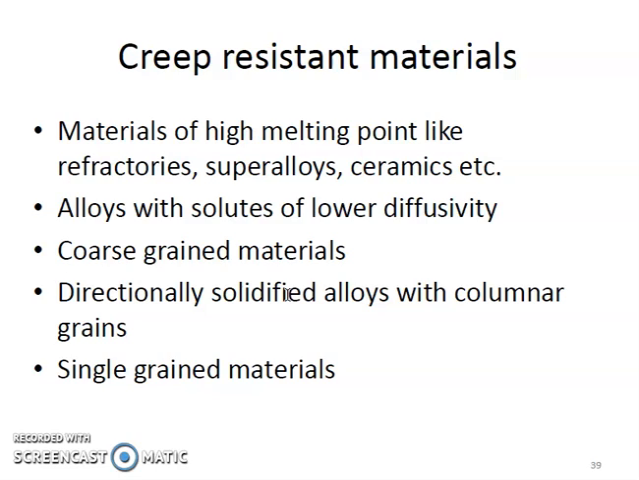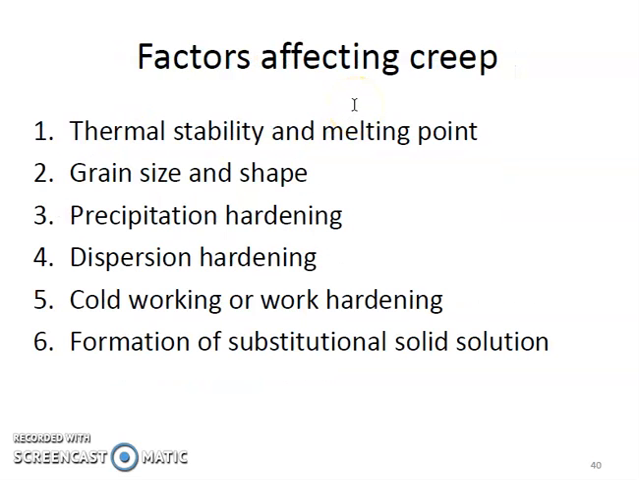Creep resistant materials. Materials of high melting point, like refractory metals, superalloys and ceramics, are creep resistant materials. Then alloys with solutes of low diffusivity, then coarse grained material, directionally solidified alloys with columnar grains and single crystals. These are the creep resistant materials. Factors affecting creep: thermal stability, melting point, grain size and shape, precipitation hardening, dispersion hardening, cold working, and the formation of substitutional solid solutions.